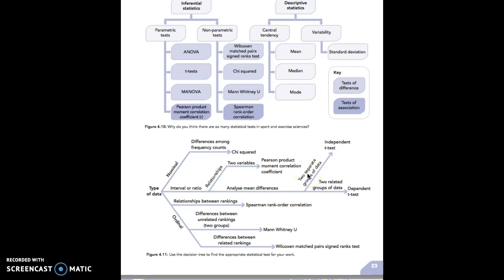Finally, looking at the Pearson's test, we know we are looking at shoe size or long jump, so it is an interval or ratio type, and we are looking at the relationship. So we go down here, and we know we are looking at the relationship between the shoe size and jump distance, which are also 2 variables. So we go down the relationship and to the 2 variables. So we know it's a Pearson's product moment correlation coefficient test.